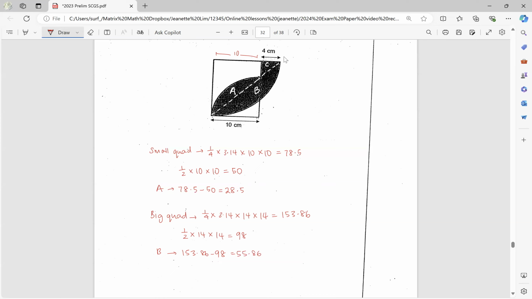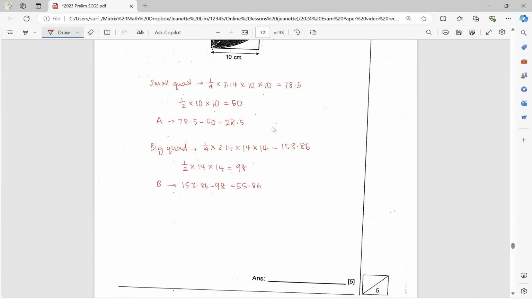55.86. So the last thing we need to find is the area of C, which is half times 4 times 4. That gives us 8. So we are adding A, B, and C to get the total shaded area.